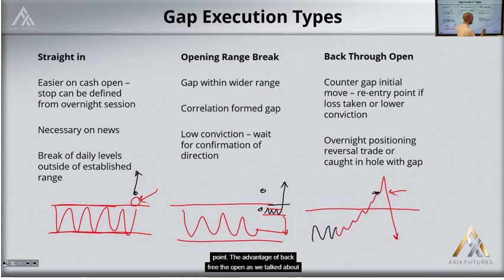The advantage of back through the open, as we talked about with caught in the holes and overnight positioning trades, is that you have a defined stop now. You know where your stop is, it's above the initial spike. That way, it makes the trade much more definable, makes your risk reward more clear, and makes it much easier to assess whether you're willing to take the trade on or not.